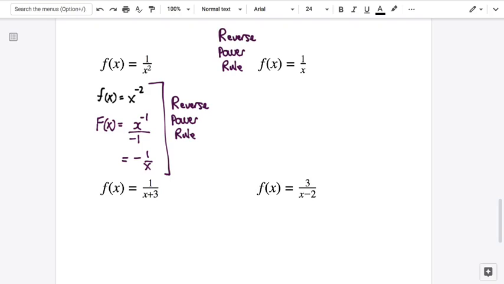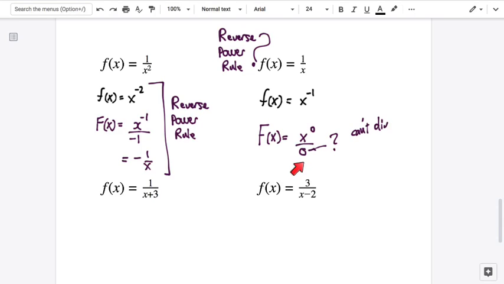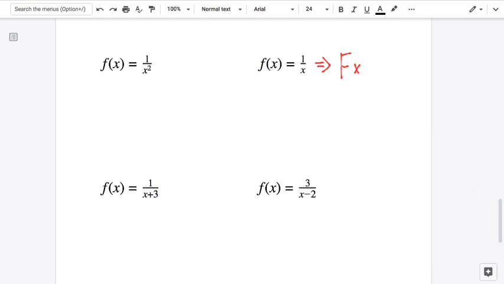And my question is, what happens when we get here and we try to reverse the power rule? Because f of x is 1 over x. This gives us x to the negative 1 power. And if I were to try reversing the power rule, go one level up from negative 1, that's 0, and then divide by 0, well, you can't divide by 0. So something's wrong. So we have to remember that the derivative of the natural log was actually 1 over x. And if we're going to reverse that rule, then the antiderivative of 1 over x is going to be natural log of x.